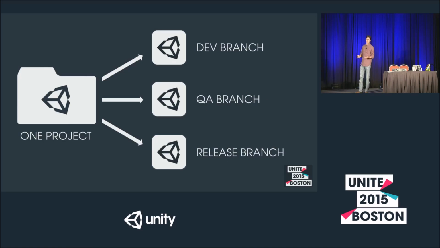The other thing, you can also use build targets to build out of different branches of the same repo. So you could have a dev branch and a QA branch and the release branch. You can set up build targets to do each of those things all inside of your one project.